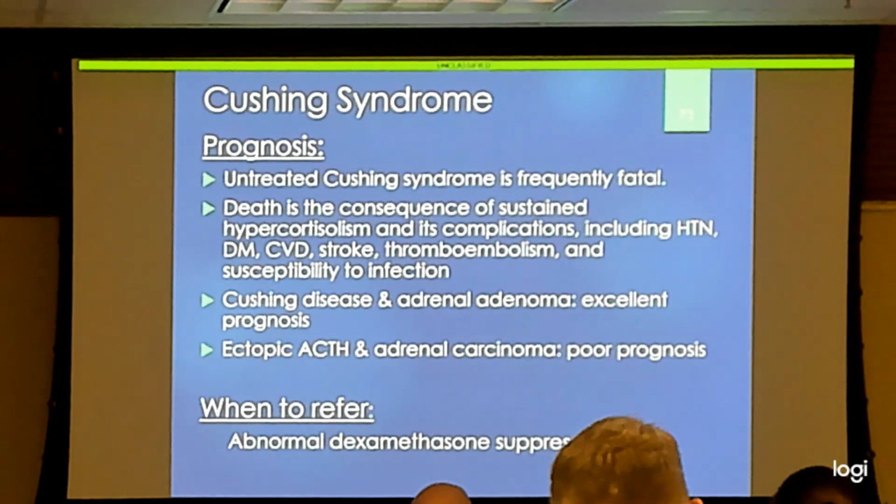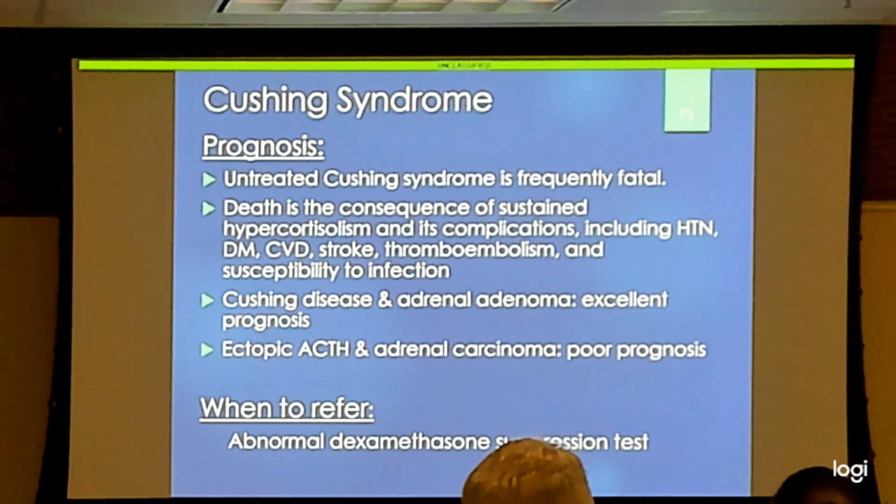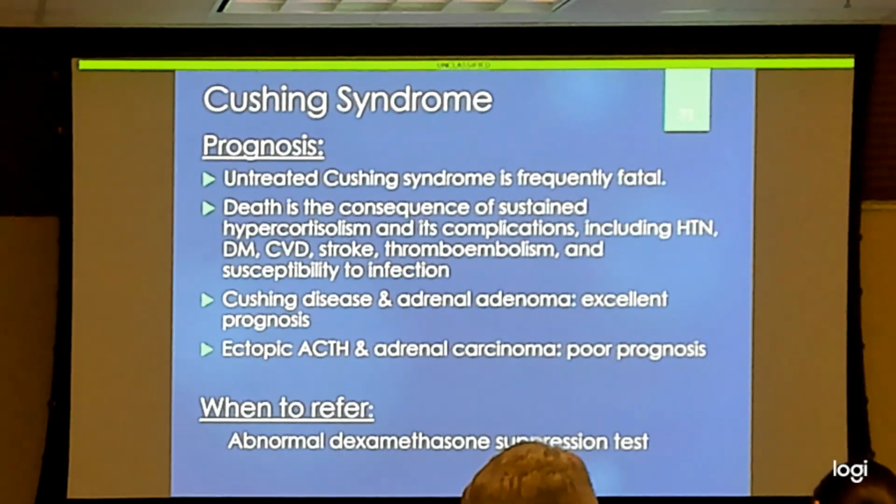So I totally talked about when to refer, but please do more than just, we get an abnormal dexamethasone suppression test. That's when I punt them out to endo. But it takes some time to get there. So you can definitely order the confirmatory testing. You can figure out where it was. You could definitely order the imaging. Just do it all in the right order.